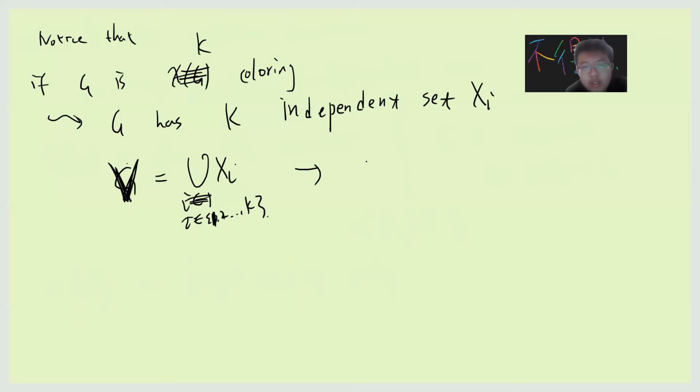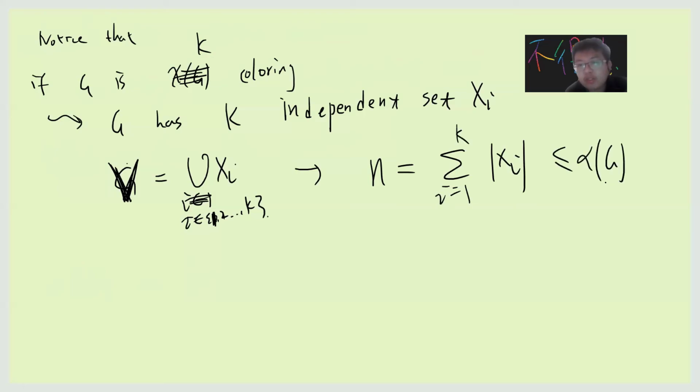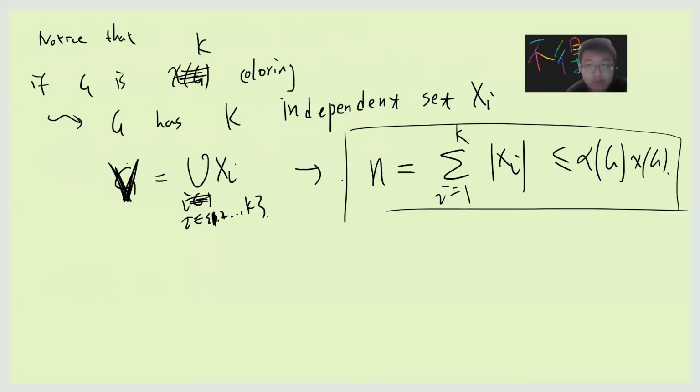So the number of vertices is the sum of the size of Xi where i goes from 1 to K. The largest one is alpha of G, by definition, and there are K of them. Now I choose K to be the chromatic number, which gives you this inequality. The chromatic number times the size of the largest independent set is at least the number of vertices, as the proof is already given. But what is going on here? I mean, about this problem, just for fun.